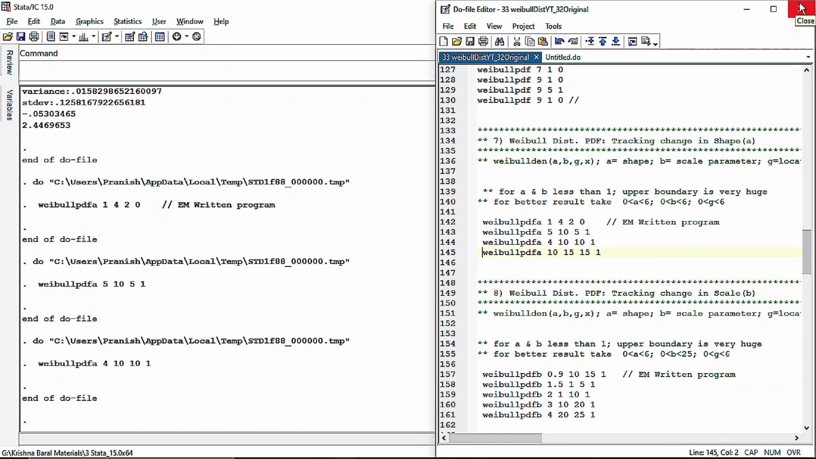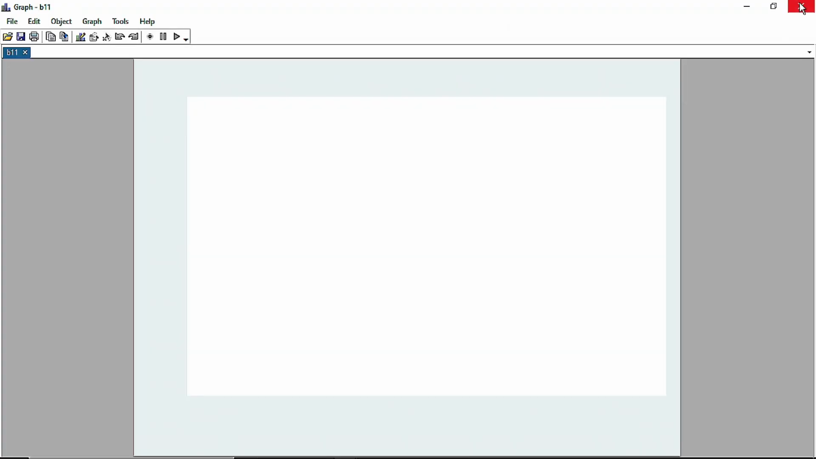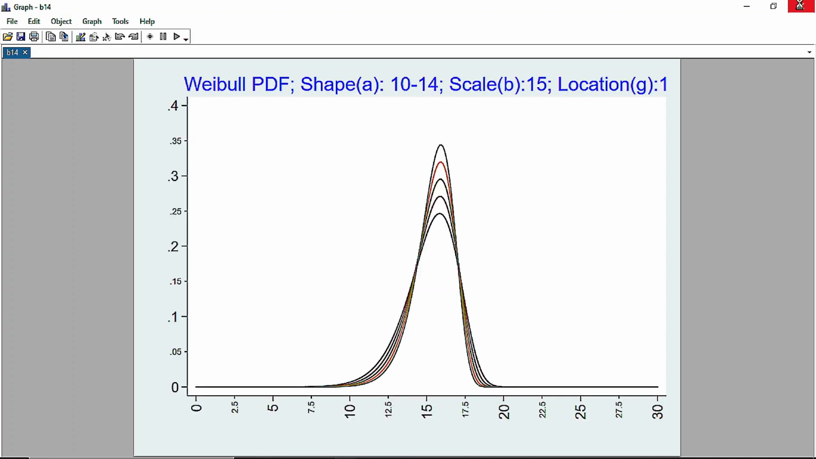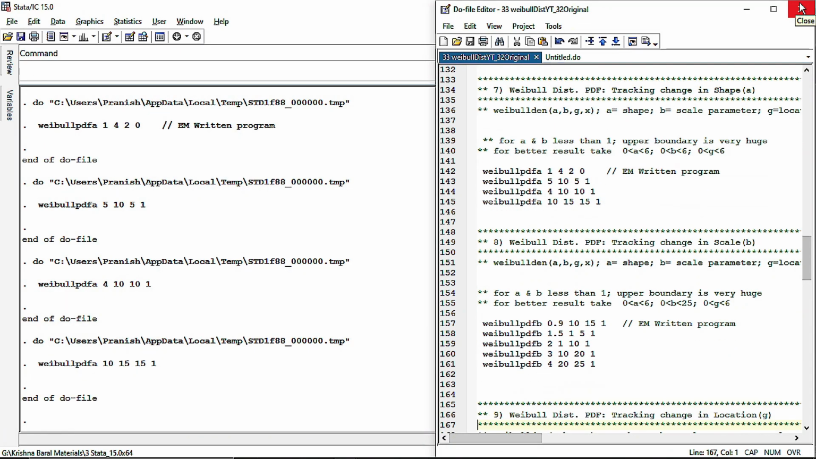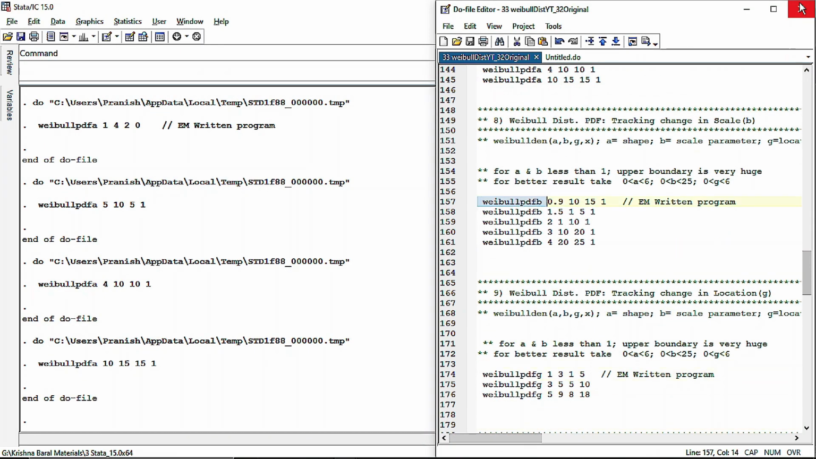And one last example, let us again increase the shape parameter from 10 to 15, while the scale parameter is 15 and the location is 1. Now let us increase the scale parameter. So the shape parameter is 0.9 and we are going to increase the scale parameter from 10 to 15, while the location parameter is 1.